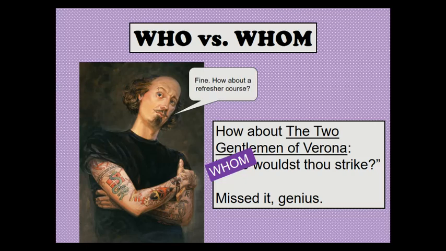So let's see if we can give everybody a little refresher course on the differences between who and whom. That might be a difference of 10 to 20 points on your SAT, and that might be just what you need to get over the threshold score that you're looking for. Let's see if we can get these points.